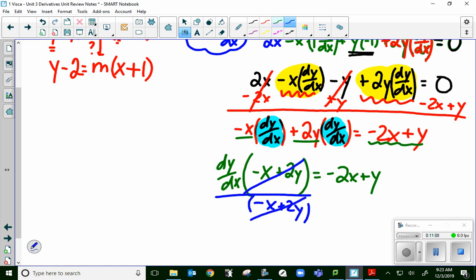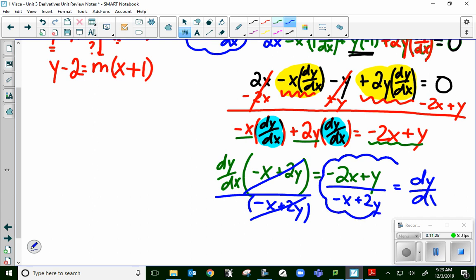Okay, this cancels with this. I got dy/dx alone. What I do to one side, I have to do to the other side, okay? So this right here now equals dy/dx. This is my slope.